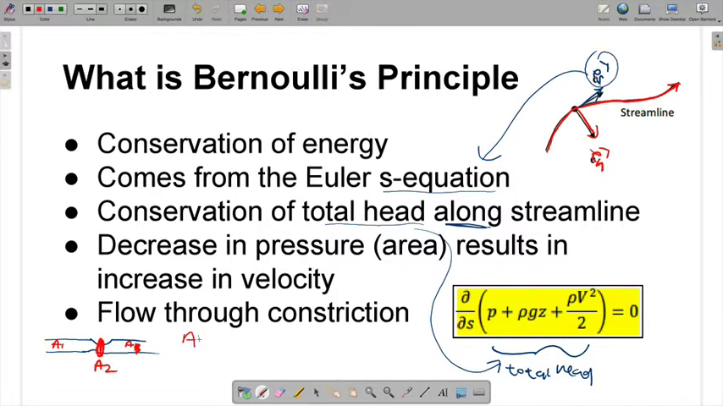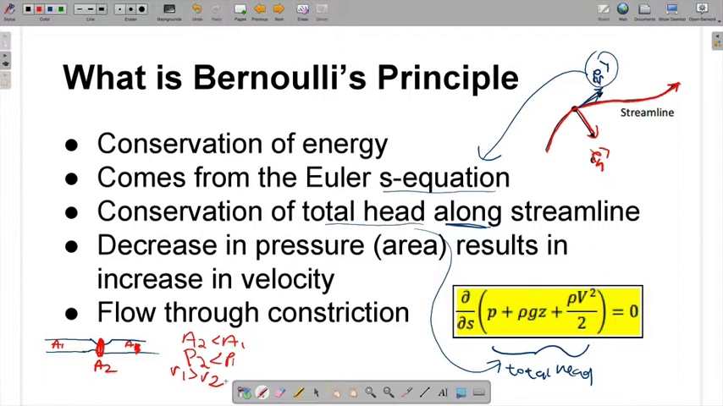So what happens is you've essentially decreased the area. In effect, you also decreased the pressure, so pressure 2 is less than pressure 1. But you actually ended up increasing the velocity, which is kind of nice.